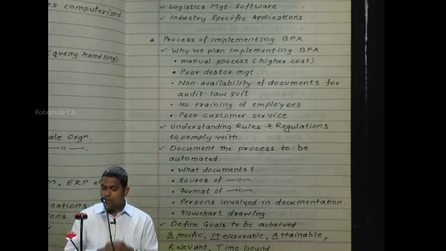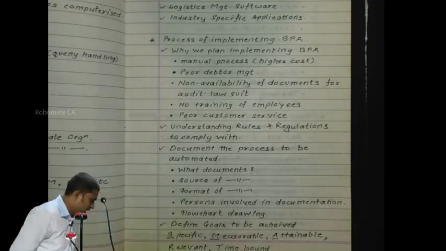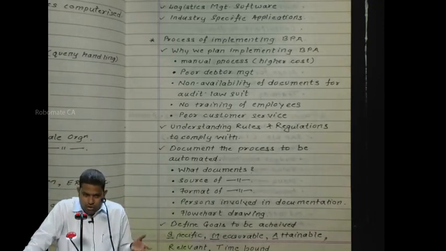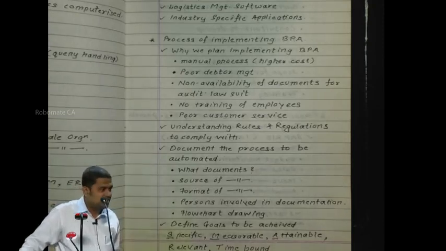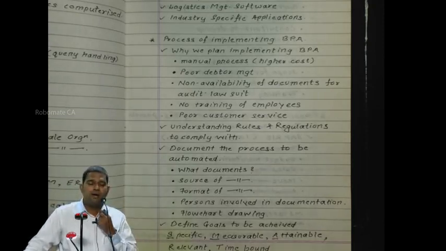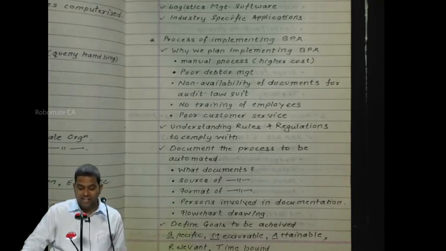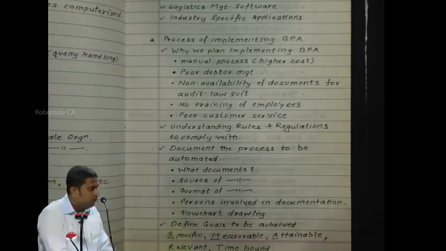After that, we need to define what goals are to be achieved. First, you should know what you want to achieve. Then only can you start achieving it. If you don't know what it is, how will you achieve it? So it is said by management experts, your goals should be SMART. It means it should be specific. It should be clear what you want to achieve.